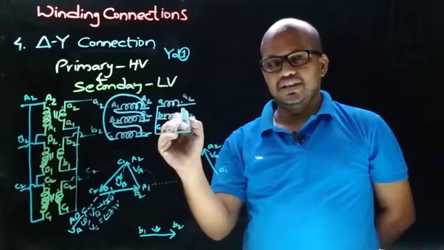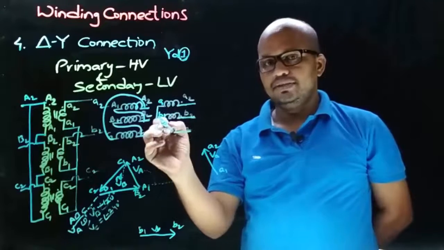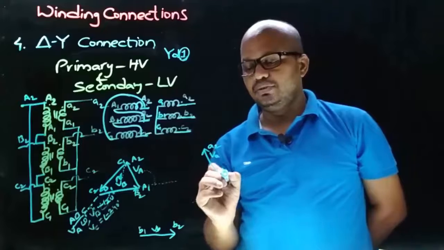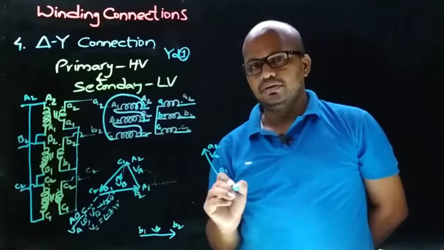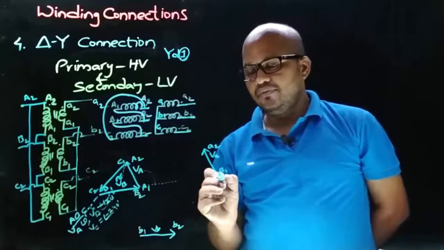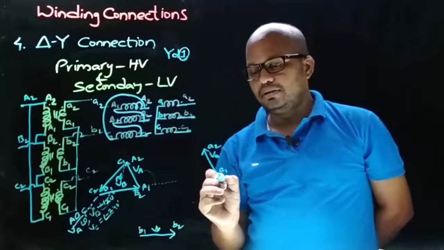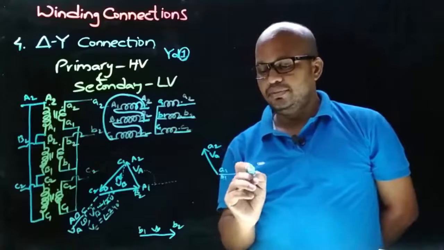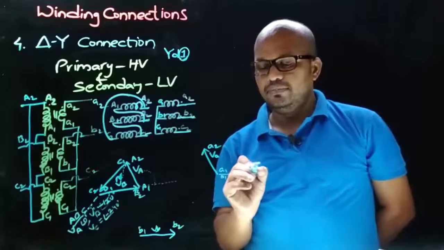And observing the winding connection, to A1 there is a B1 connection. So here to A1 there will be B1. So now place this phasor such that A1 is having the B1 terminal. Therefore, this will be the VB phasor.